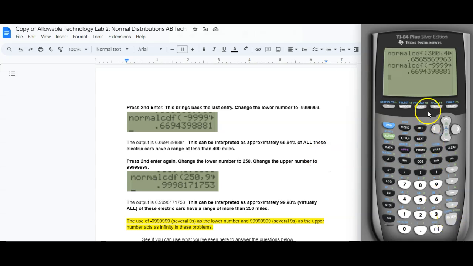So there is like a below inequality, less than 400 miles. So roughly 66.94% of all these cars run less than 400 miles on a single charge.